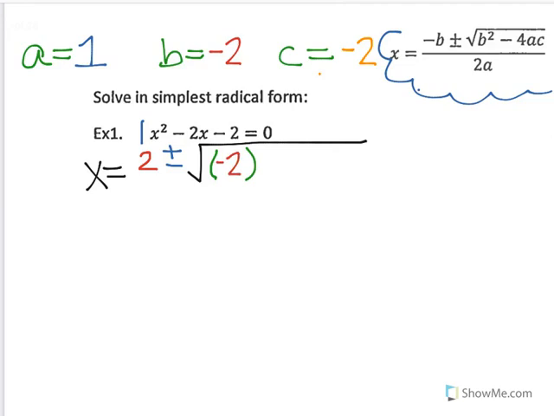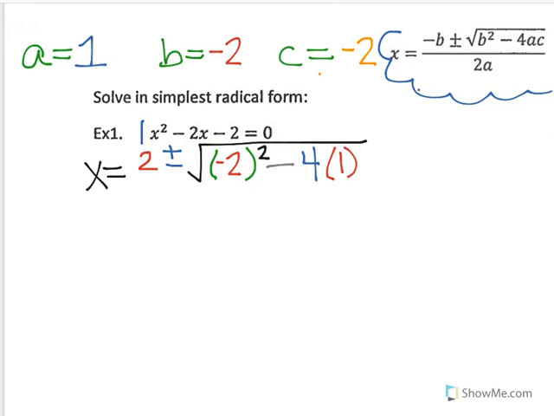and that -2 needs to be squared according to my formula. And then I have a minus. Now that's a subtraction symbol, it's not a negative symbol. So keep that in mind. And then we've got the number 4, and that 4 needs to multiply with our a value, which we wrote down as 1.